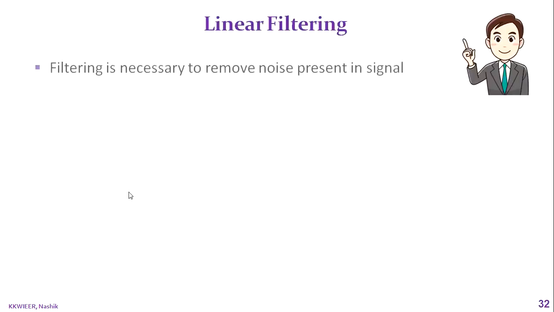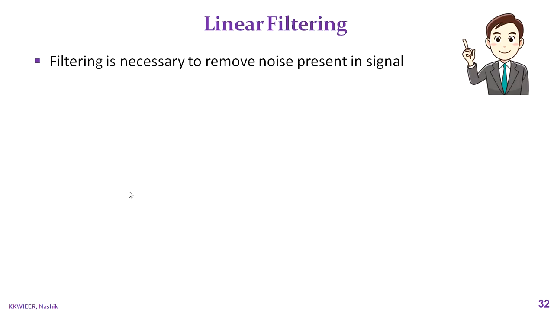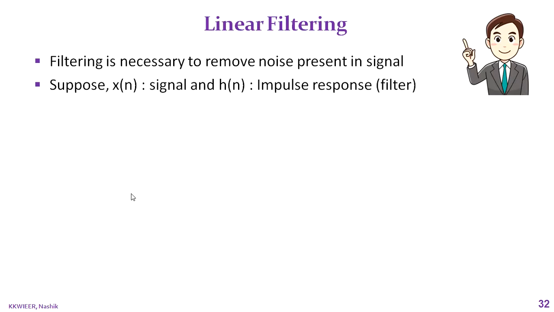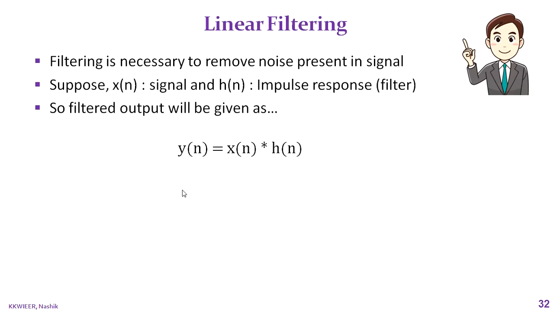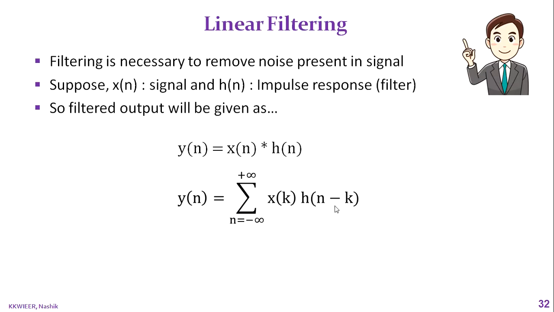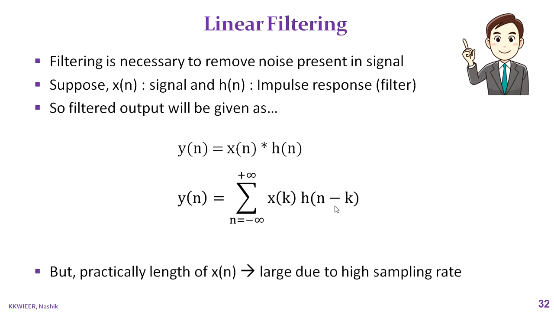And the last topic, that is linear filtering. Linear filtering is necessary to remove the noise present in the signal. Suppose x of n is a signal and h of n is your impulse response, then the filtered output will be given by y of n is equal to multiplying the input sequence x of n by the impulse response h of n, which can be written as y of n is equal to summation x of k h of n minus k. But practically the length of x of n is very large due to the high sampling rate. So it is difficult to calculate it using the conventional methods.